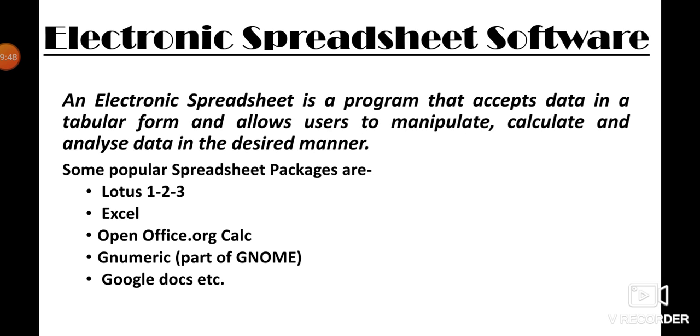Next is electronic spreadsheet software. Spreadsheet means, like in word processing software, they provide a blank page for typing, for making documents, and in an electronic spreadsheet they provide a page with a number of rows and columns. So basically an electronic spreadsheet is a program that accepts data in a tabular form. Means there you will find rows and columns, means you will find tables for entering your data.